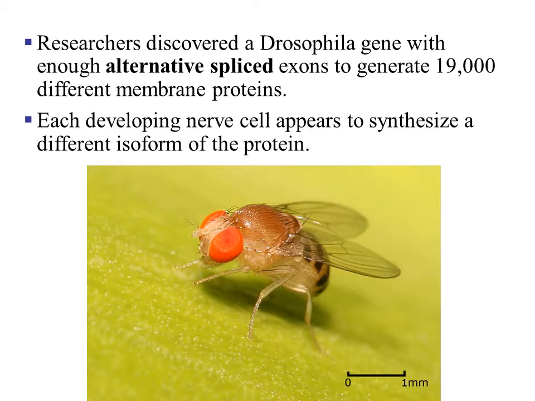Researchers discovered a gene in Drosophila with enough alternatively spliced exons to generate 19,000 different membrane proteins. So let's say this gene has 100 exons, meaning exon 1 might be left out of the first protein. Exon 5 might be left out of the next protein. Exon 10 might be left out of the next protein. This gene has so many exons that we can produce so many variations to make 19,000 different proteins. And these are all membrane proteins that will be found in the nerve cell of this Drosophila.